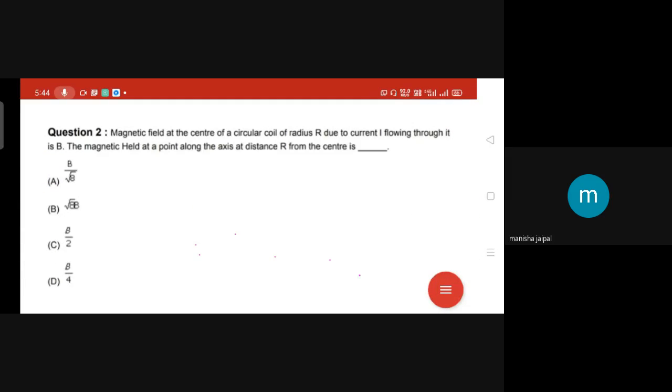So see, what are the given things here? Magnetic field at the center of a circular coil of radius R due to current I flowing through it is B. Okay. So again, the magnetic field at the center of the circular coil is given, B. Magnetic field at a point along the axis at a distance R from the center is... So now you have to find out the magnetic field at a point which is on the axis of the coil.